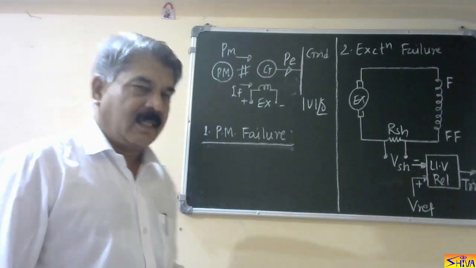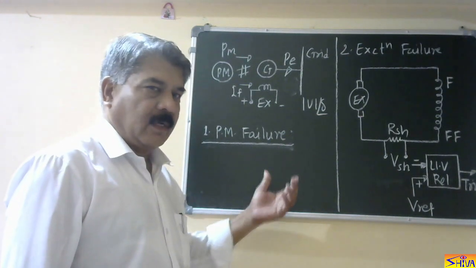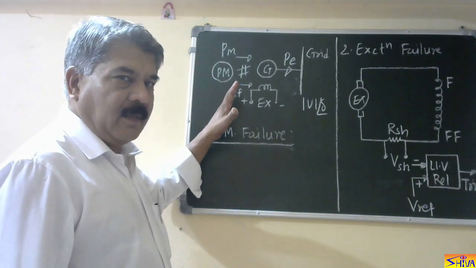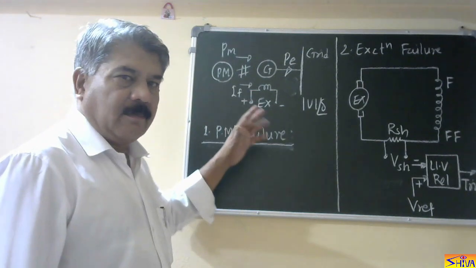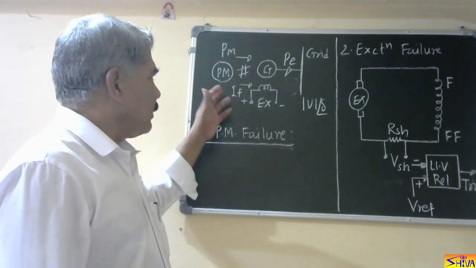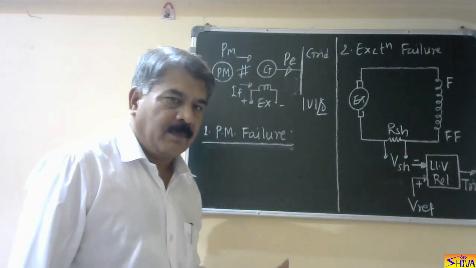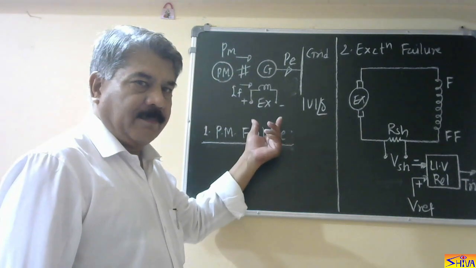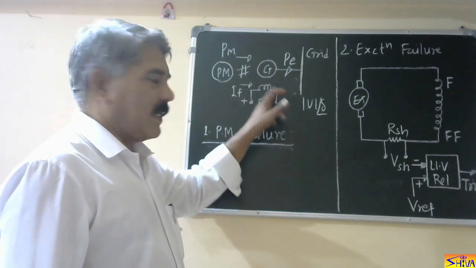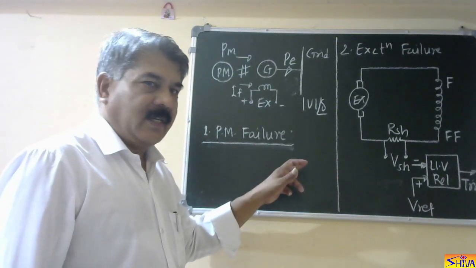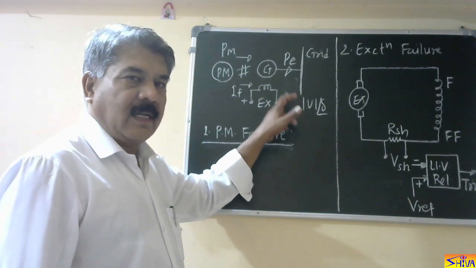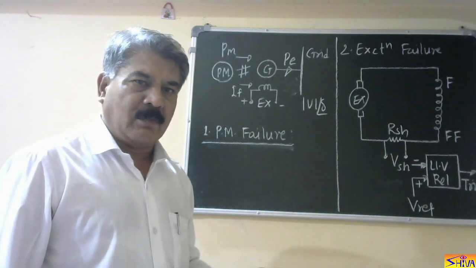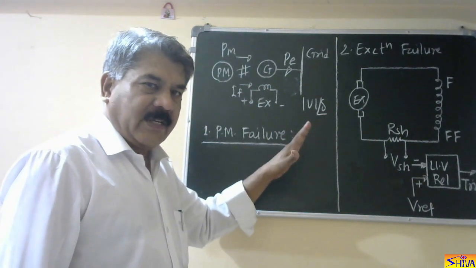So first I will consider the prime mover failure. Now prime mover failure means suddenly the steam input to the turbine is stopped. So in that case, prime mover will not get steam and we say that it is the condition of prime mover failure. But excitation is there. Prime mover is failed, but excitation is there. So mechanical input is not there, but excitation is there. So under this condition, generator starts running as synchronous motor. Generator starts running as synchronous motor because there is no prime mover, but excitation is there.